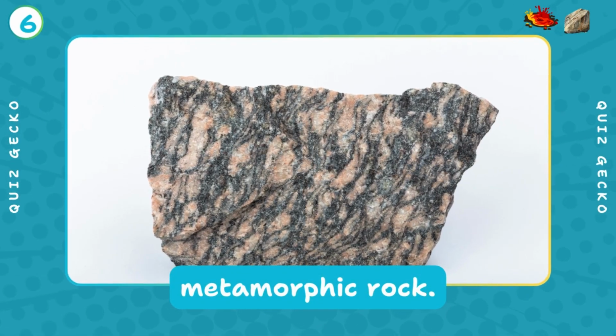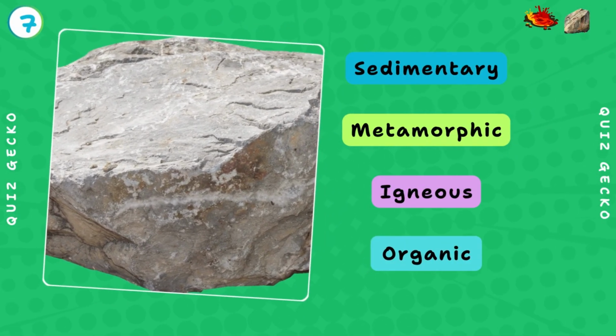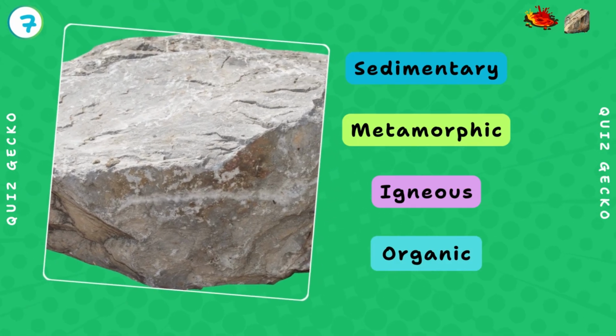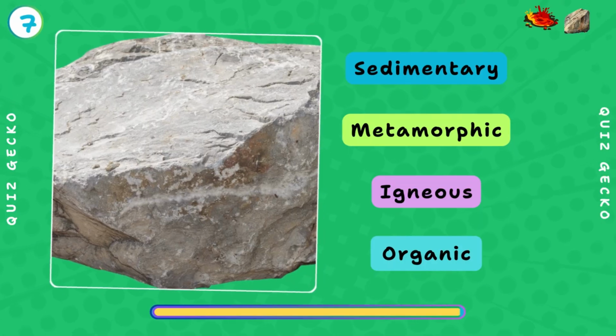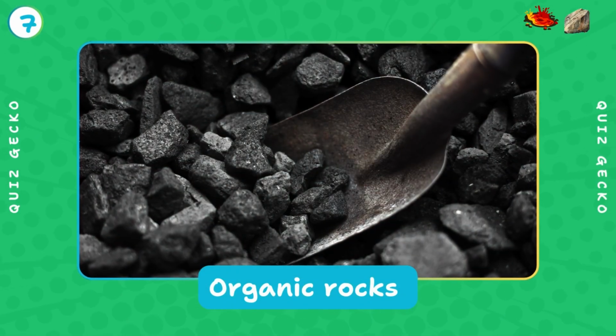Metamorphic rock. What type of rock forms from the remains of living organisms? Sedimentary, metamorphic, igneous, organic. Organic rocks like coal or limestone.